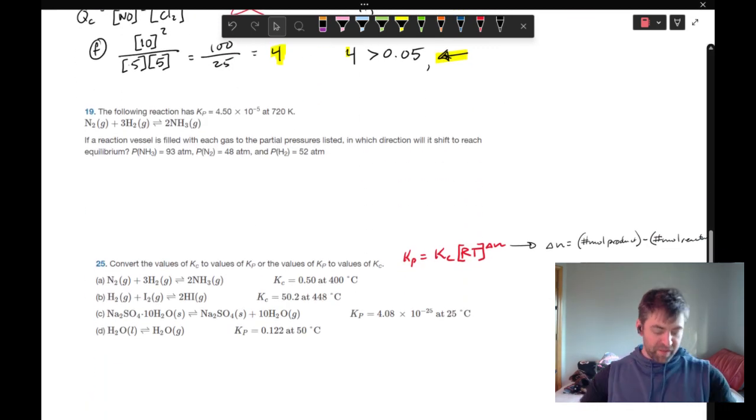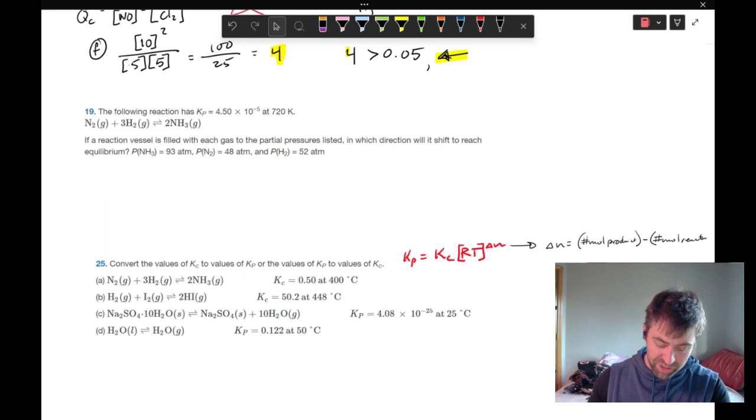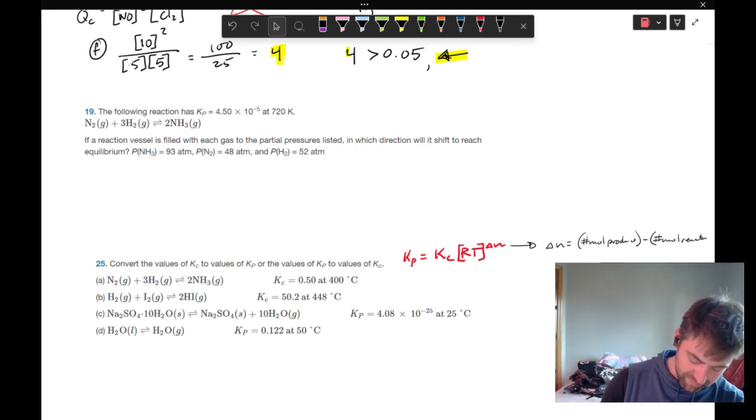Excuse me. Okay. The following reaction has a KP of 4.5 times 10 to the negative fifth at 720 Kelvin. We're given our balanced equation. If a reaction vessel is filled with each gas to the partial pressures listed below, in which direction will it shift to reach equilibrium? And we're given some values. We're not dealing with an equilibrium yet. We're dealing with a reaction quotient.